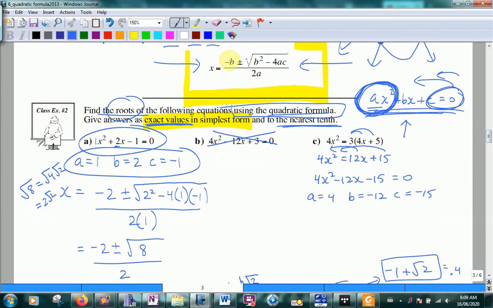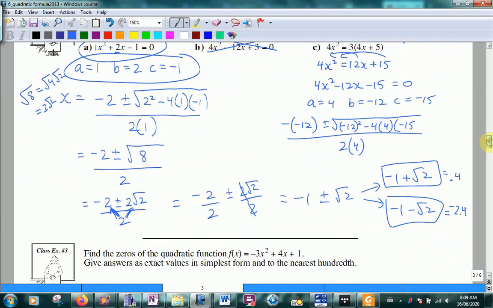Now I can plug it in this guy. So minus B, minus B. Use brackets when you substitute, or you're going to make a mistake, right? So that becomes positive 12, right? Plus or minus the square root of B squared. It is not minus 12 squared. It is bracket minus 12 squared. Big difference. Minus 4 times A times C. All over 2 times A.